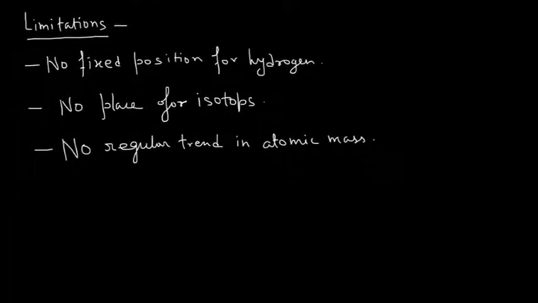After some time, Mendeleev's periodic table was also rejected because it was not true for all the elements. Its limitations were: first, no fixed position for hydrogen. Second, no place for isotopes. Third, no regular trend in atomic masses, meaning that in some places, higher atomic masses came first, then the lower atomic masses.